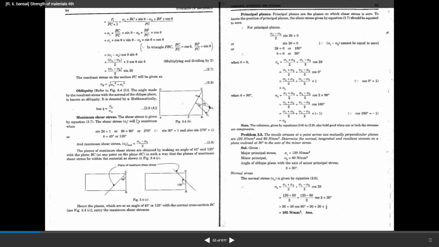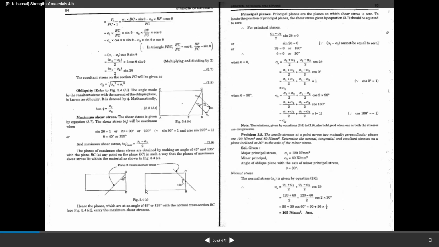Maximum shear stress: the shear stress is given by equation 3.7, sigma 1 minus sigma 2 by 2 sin 2 theta. This gives the maximum shear stress when sin 2 theta equal to 1, or 2 theta equal to 90 or 270. Sin 90 equal to 1 and sin 270 also 1. Theta is 45 degrees or 135 degrees.